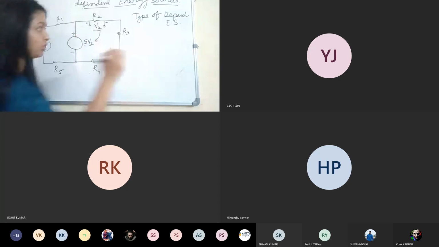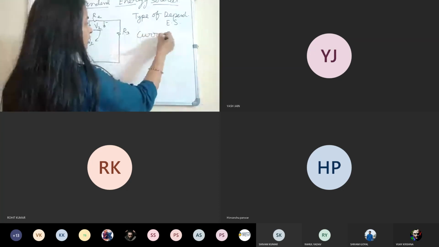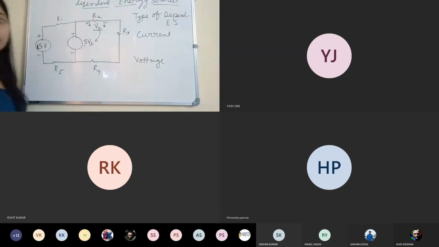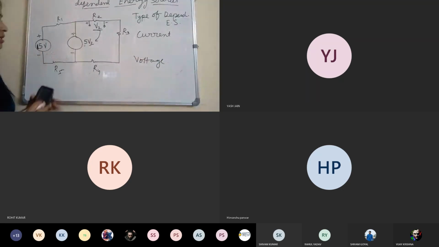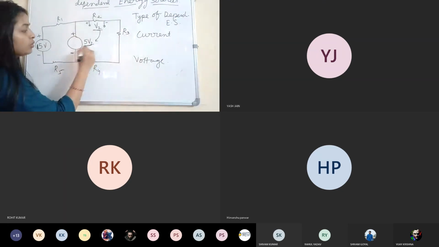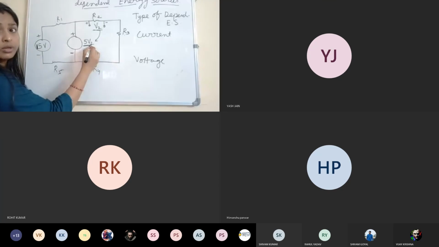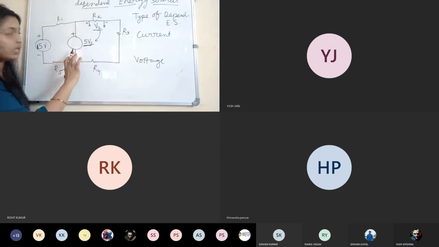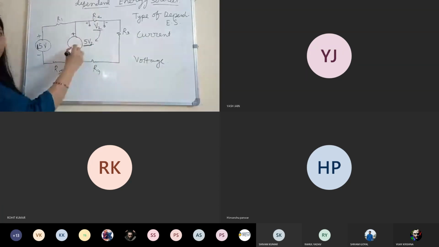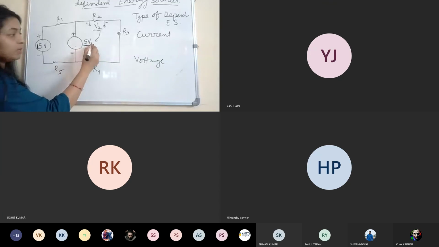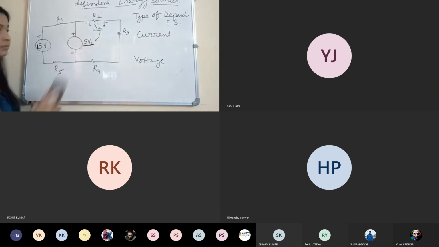Basically there are two categories, current and voltage. This is the voltage source, because the plus and minus are there. And this voltage source depends on V2, so the dependency parameter is also voltage. So I can say this is a voltage dependent voltage source. Voltage dependent because it is depending on voltage.